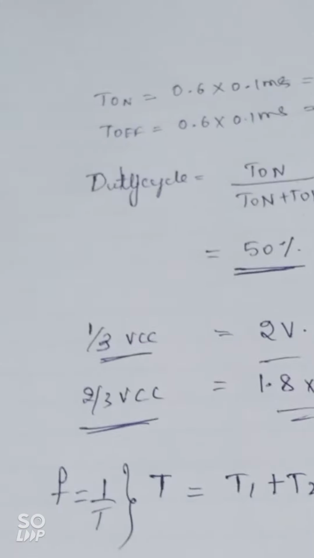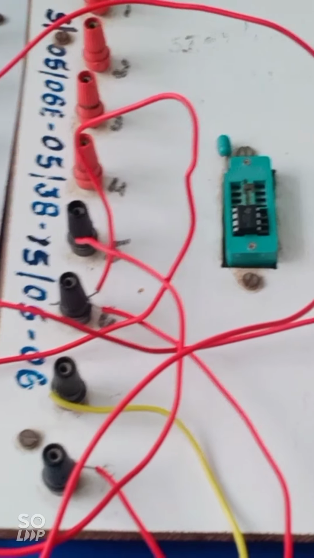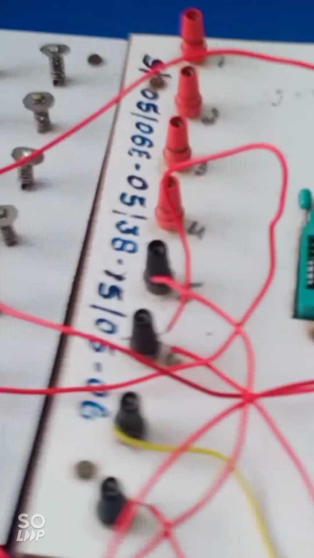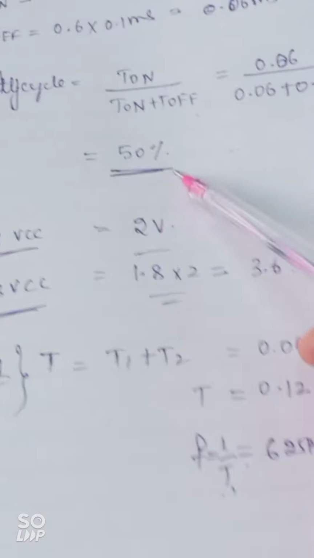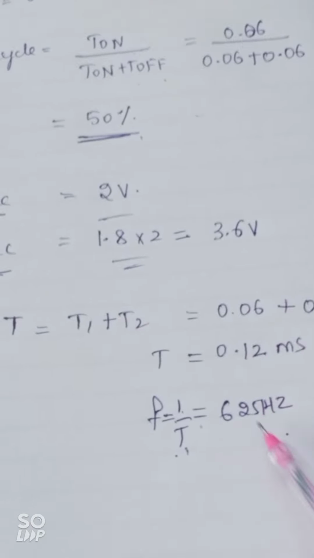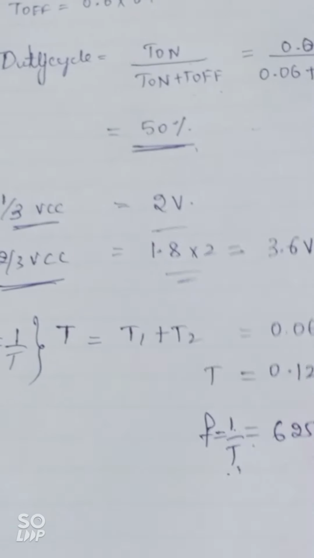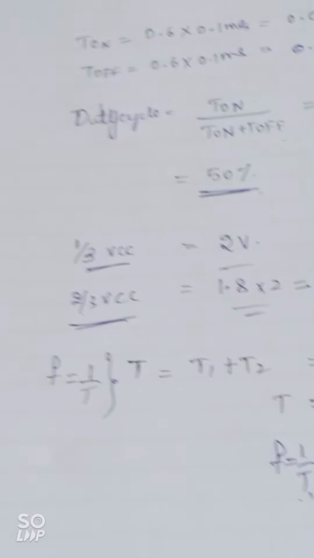This is regarding the astable multivibrator for 50% duty cycle. We designed it for 50%, and we are also getting a 50% duty cycle. We designed the frequency for 1 kilohertz, and we are getting 625 hertz here. It is almost equal. So thank you.